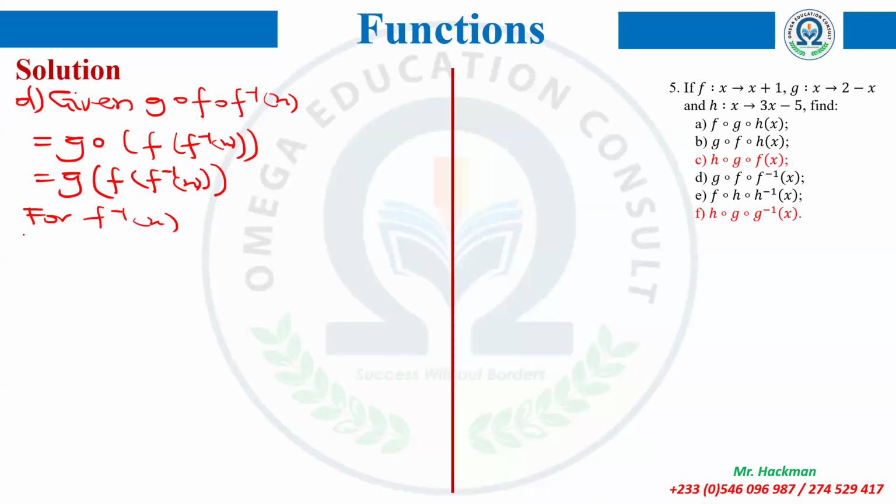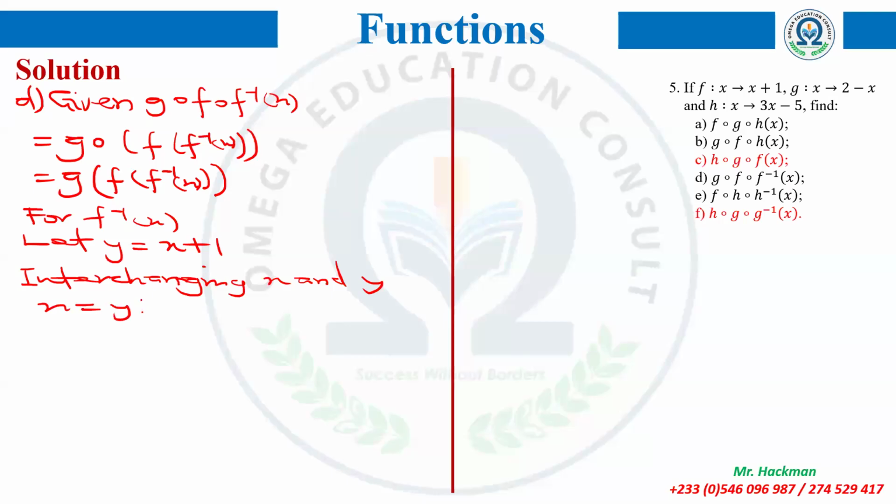So for f inverse of x, we let y be equal to f of x. And what is your f of x? That is x plus 1. All correct? Then interchanging x and y, we are going to get x is equal to y plus 1. Then you make y the subject. So if you make y the subject, you get y to be equal to x minus 1. Am I right?